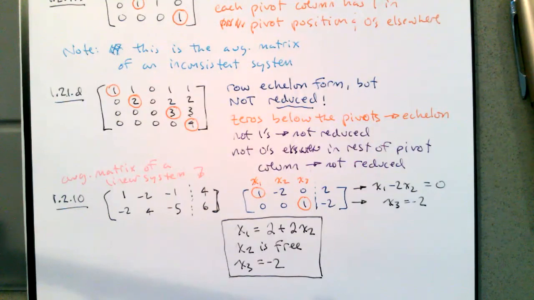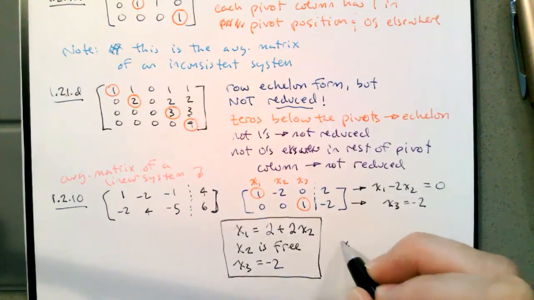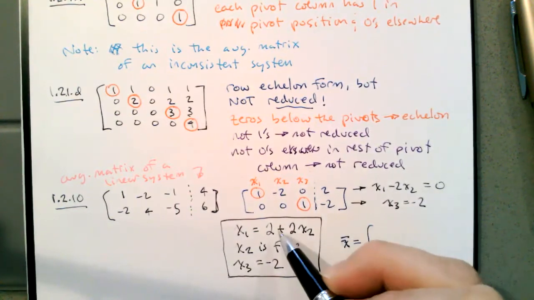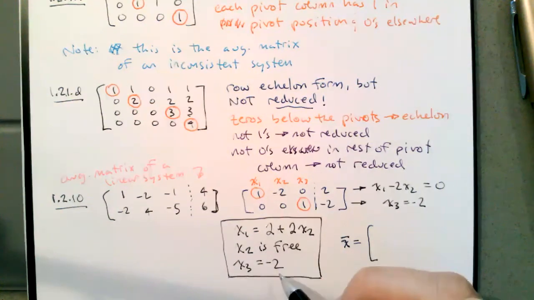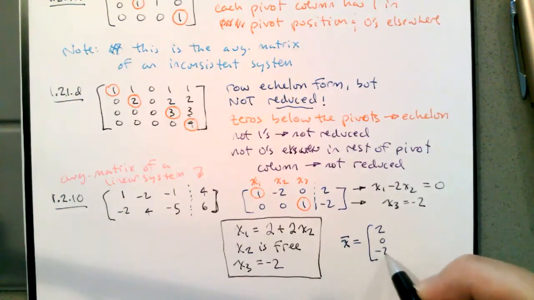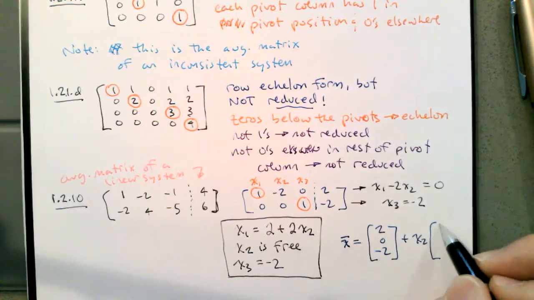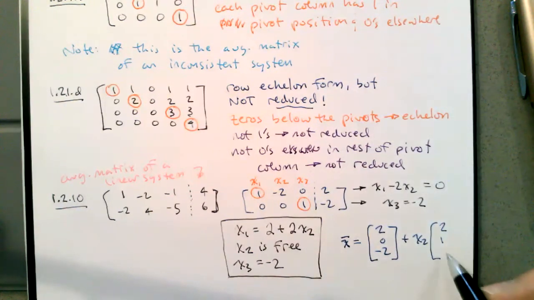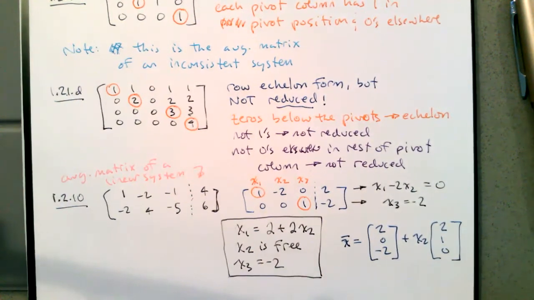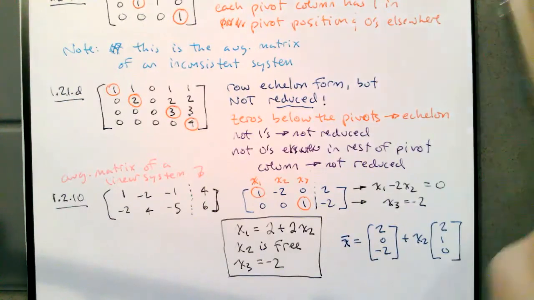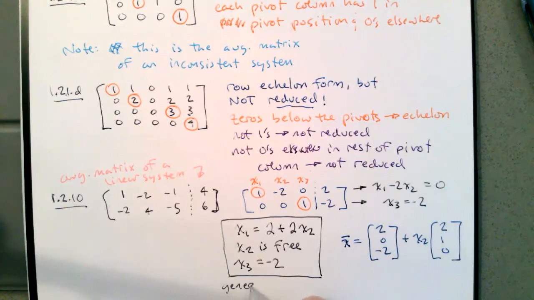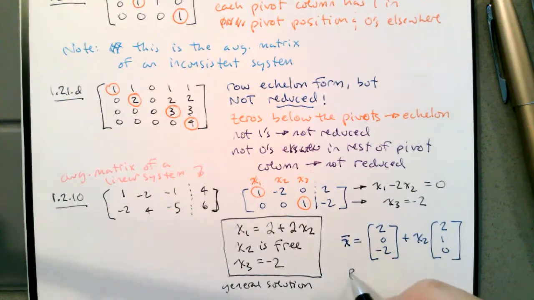It was not part of this question to write the parametric vector form, but if we wanted to, the constant vector has x1 as 2, x2 as 0, and x3 as -2. So 2, 0, -2, plus x2 times: x1 is 2 x2s, x2 is just 1 x2, and x3 has nothing to do with x2. So there's the parametric vector form. Here we have the general solution, and here we have the parametric vector form.